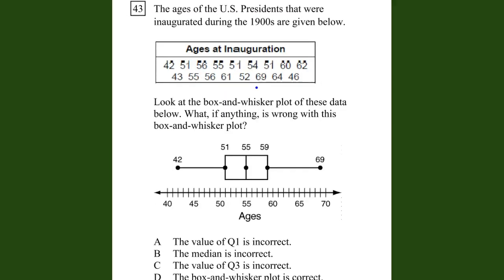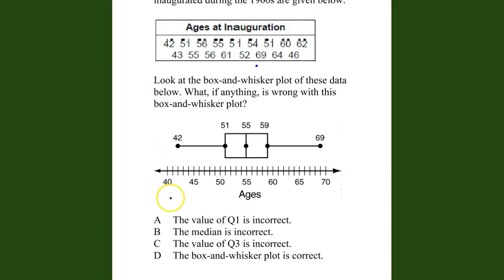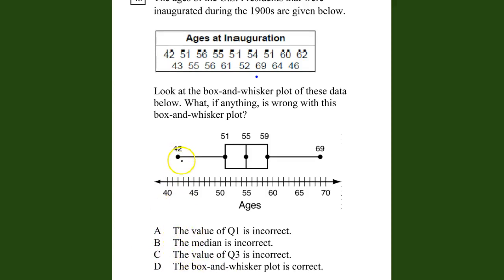Let's go to number 4. So let's look at this another box and whisker, and we're trying to find out in this question which of the values is possibly wrong, or D, is it actually correct? So we're looking at Q1, the median, and Q3. So we pretty much want to go through here and see, does Q1 actually equal 51? Is the median actually 55? And is Q3 actually 59?